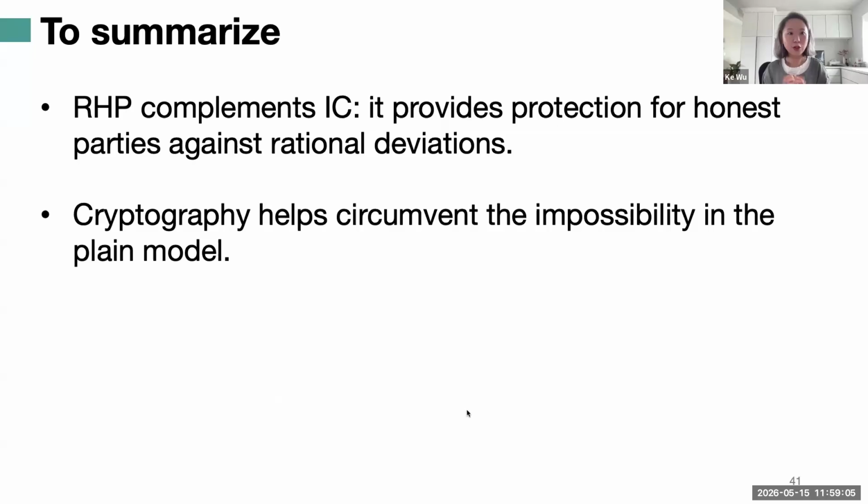Great. So just to summarize, we introduced this new notion of rational harm proofness, and it complements incentive compatibility. On top of incentivizing parties to behave honestly, we provide an additional layer of protection for honest parties against rational deviations. If someone tries to harm you, they must harm themselves. And we also see that cryptography, or specifically the MPC-assisted model, helps circumvent the impossibility in the plain model.